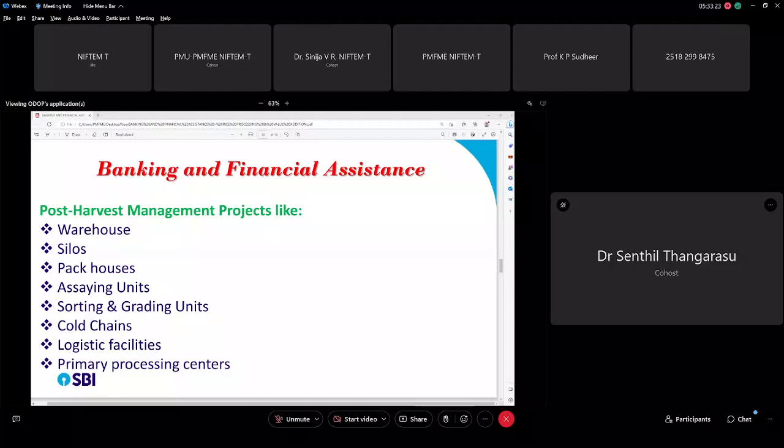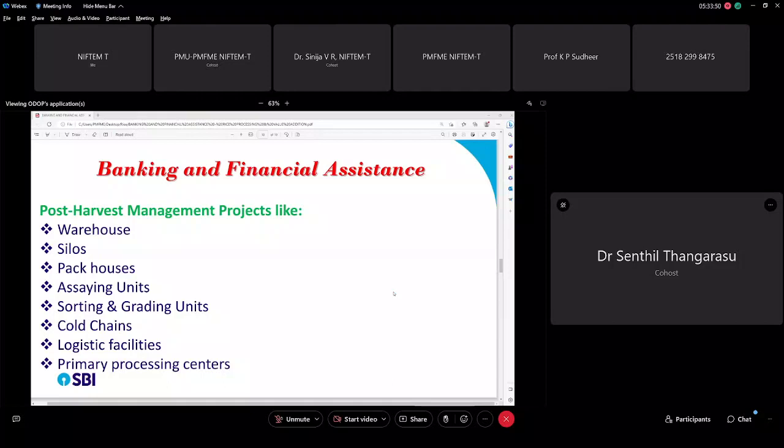The second one is financing to paddy seed processors. Those who are producing the parent seed, the seed processors, they need some CC requirement. Already they have the unit. They say, sir, I need a CC, working capital requirement for day-to-day operation. I want to run the plant, I want to run the unit, I want to run the business.